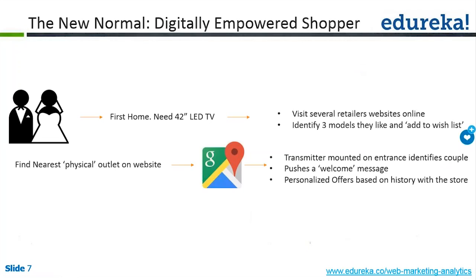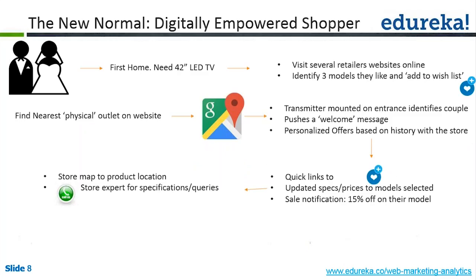Next, let's say these guys are not too technically savvy, so they really want to do the touch and feel like most of us. So they decide to find out the nearest physical outlet. So they use Google Maps. They identify the nearest place. They go there. What happens next is the transmitter mounted on the entrance of the retail outlet pushes a welcome notification to the mobiles that are registered with them, right? And they also give them personalized offers based on the previous transactions that these guys have had with this particular outlet.